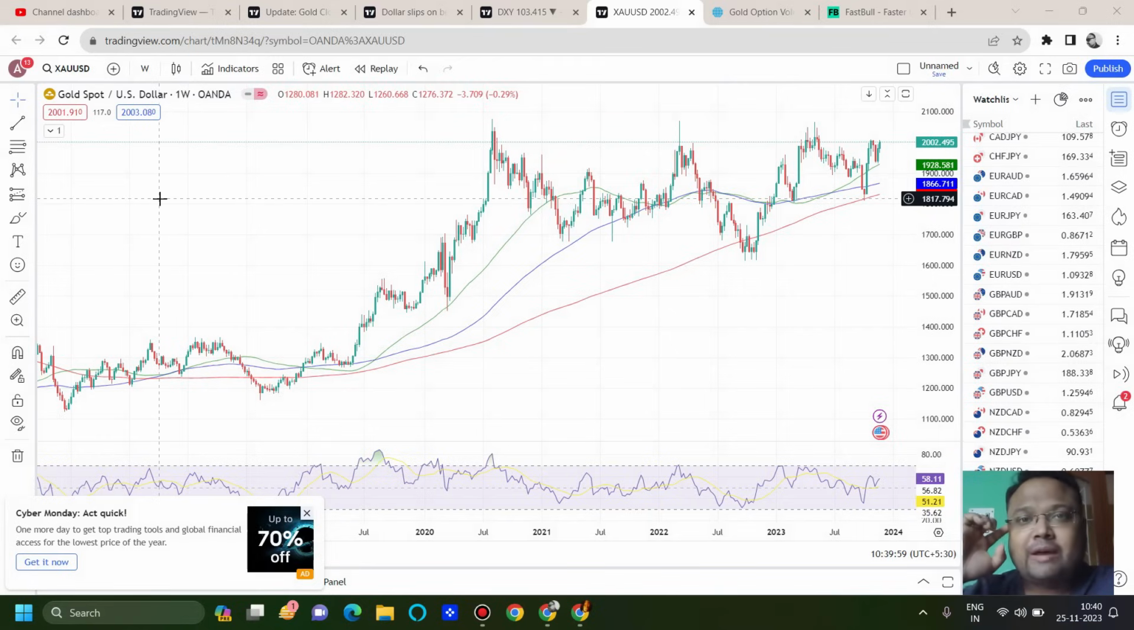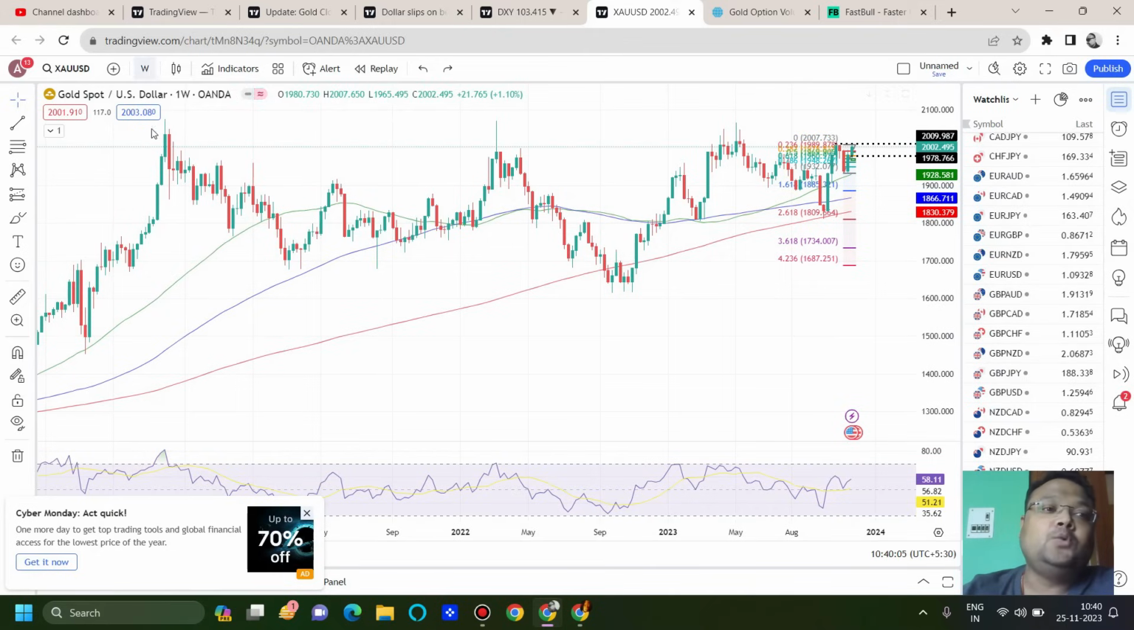So if you have a swap free account, then yes, you can hold your buy position on the chart of gold, because maybe we will get to see a new high.